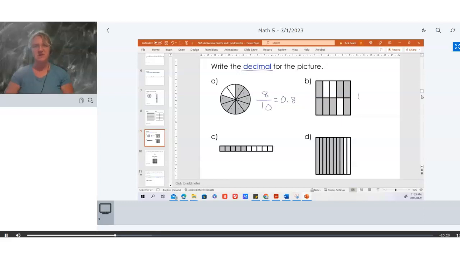Here we have 7 that are shaded, so 0.7. And when they say write the decimal for the picture and you have pictures like this, they always mean the shaded area, the shaded portion of the picture. Here it looks like we have 5. Is it 1, 2, 3, 4, 5? Yes, so we have 0.5. And here everything's shaded except 2, so that means, again, it's 0.8, same as the first one.